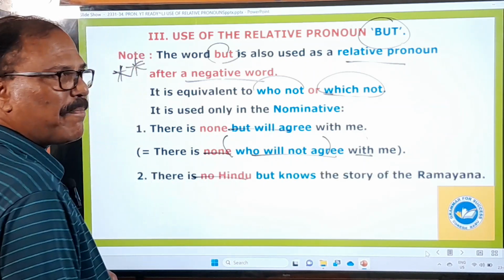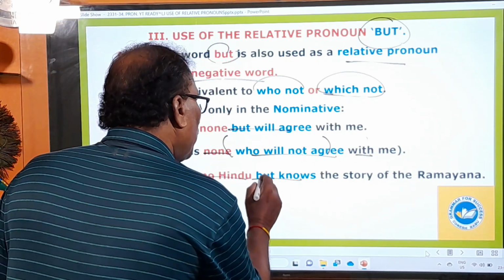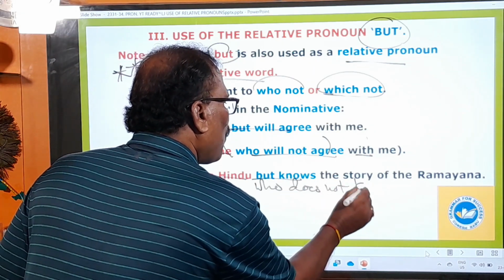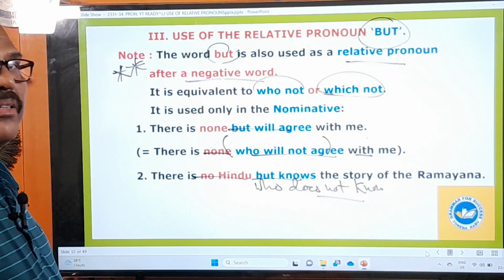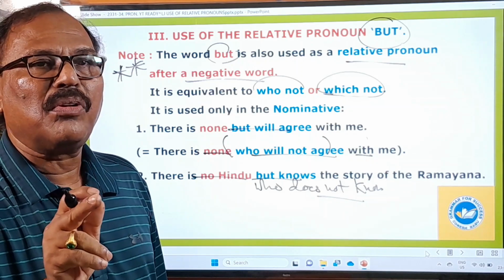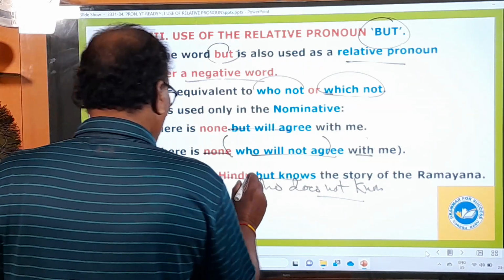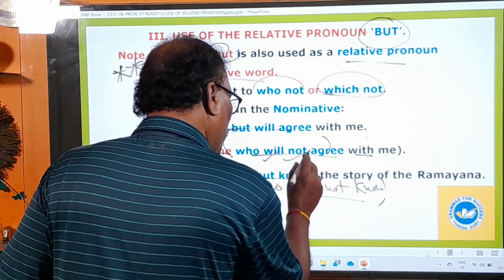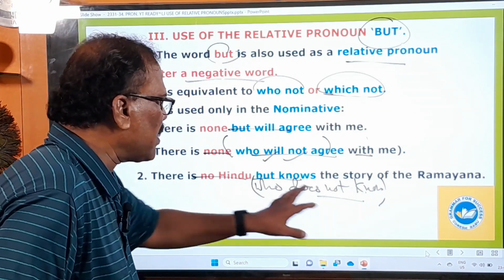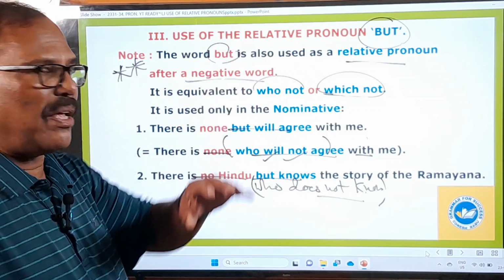There is no Hindu but knows the story of the Ramayana. You can easily understand. But knows means who. This is simple present. That's why who does not know the story. There is no Hindu in India who does not know about the story of the Ramayana. Instead of saying who does not know, we had better say but knows. In 2 words, you can express the meaning of 4 words. But knows the story of the Ramayana.